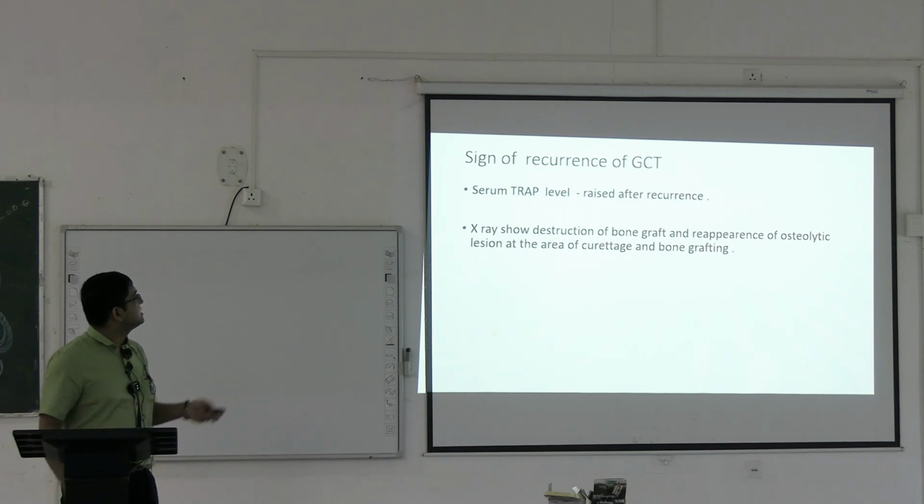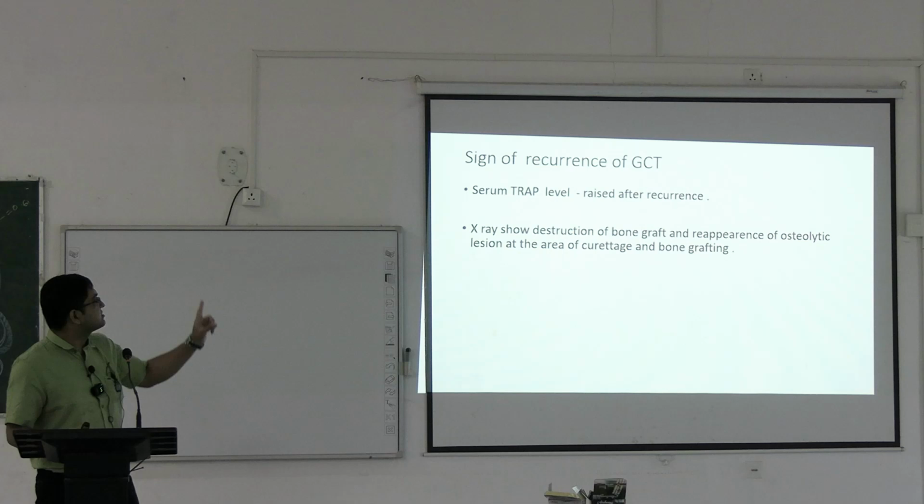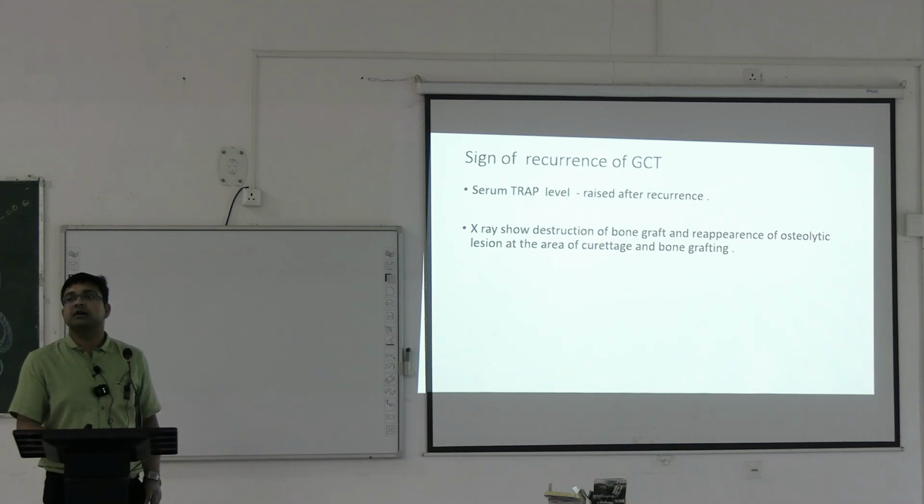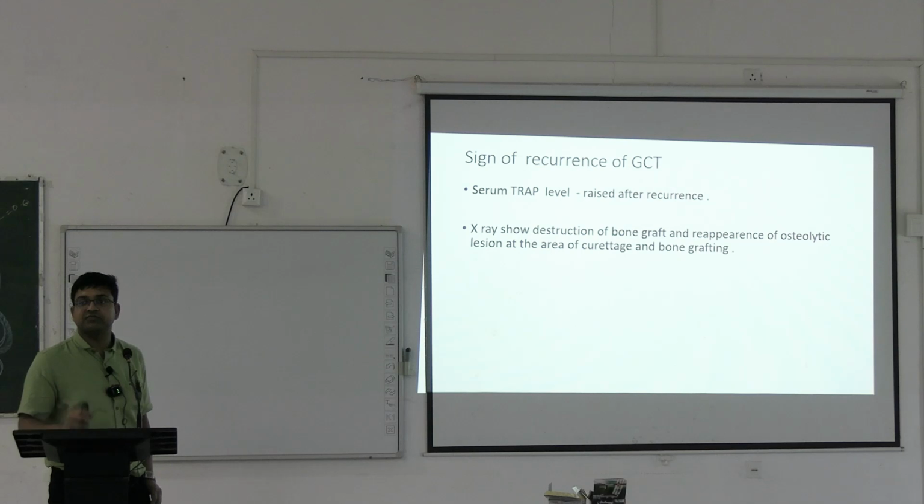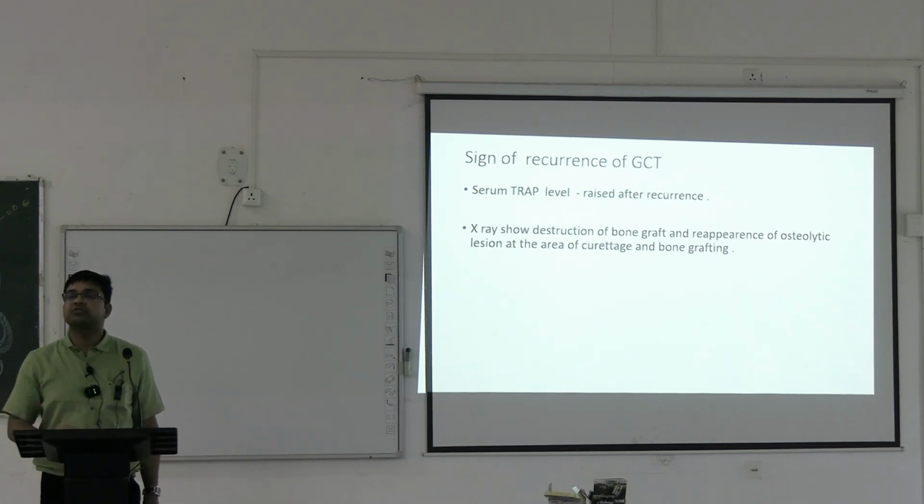Another thing, this is in MCQs: what are the signs of recurrence of GCT? Remember one thing for MCQ purposes, serum TRAP level. The full form of TRAP is tartrate resistant acid phosphatase. Usually in GCT, the TRAP level is high. But when you excise the tumor, it will suddenly drop. But if it reappears, that means there is recurrence of the GCT.